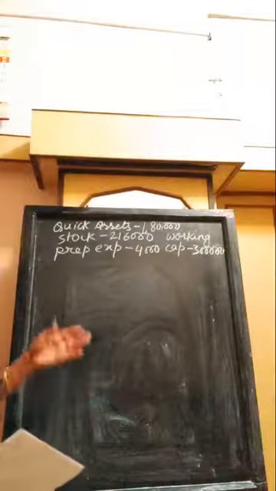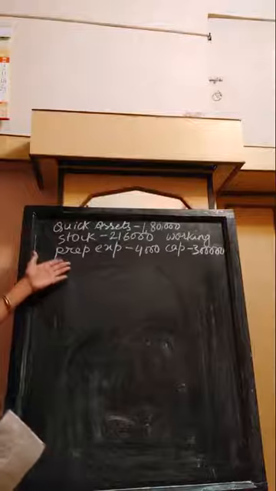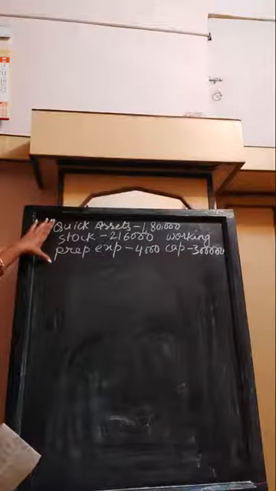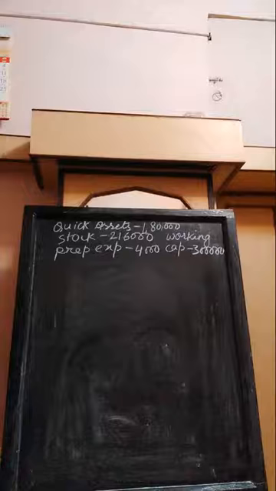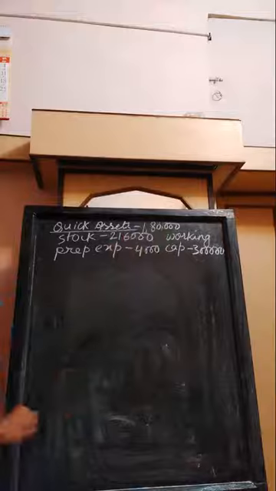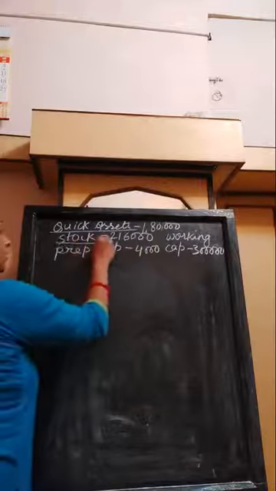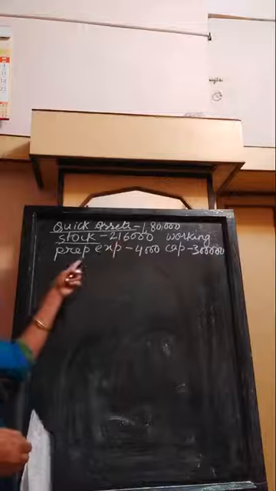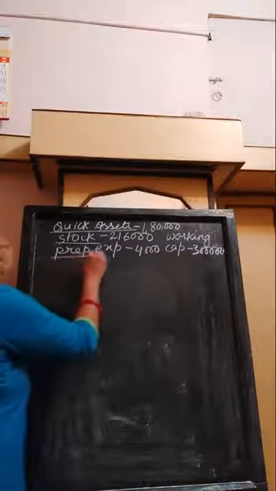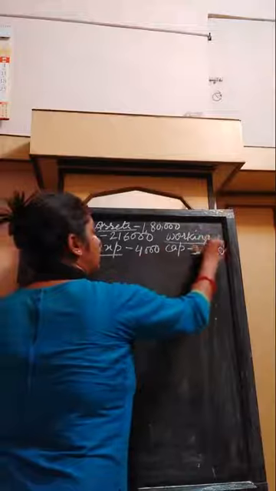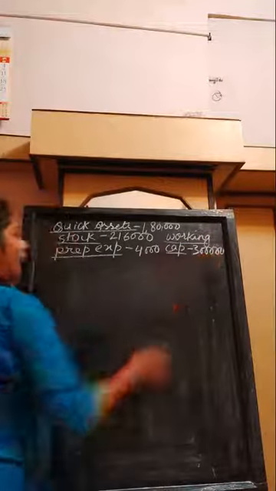Now see, here I have given one sum. In this sum I have provided three information. Only three information is provided to you in this sum. The first one is quick asset. Quick asset is given 1,80,000. Stock, that is inventory, is given 2,16,000. Prepaid expenses is provided to you 4,000, and working capital is rupees 3 lakh.